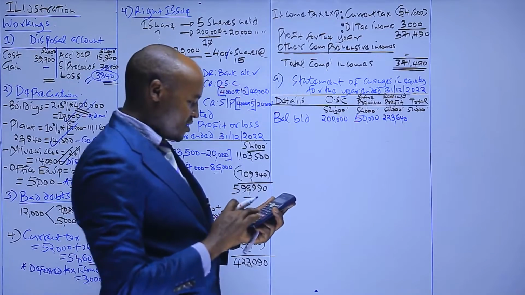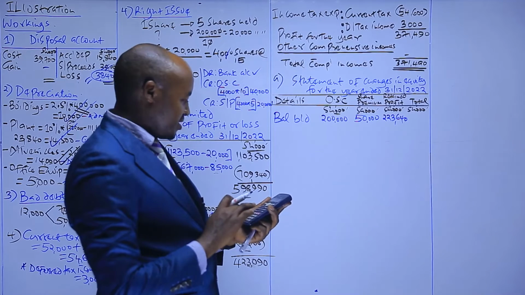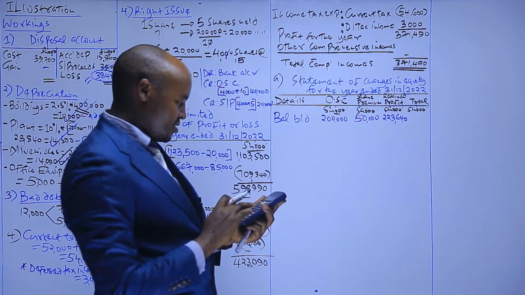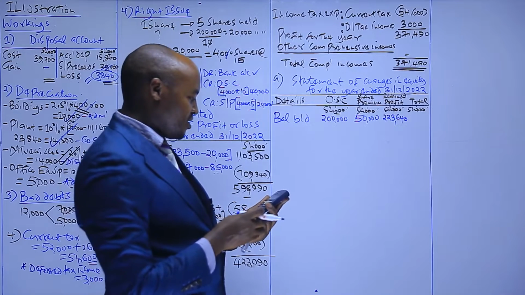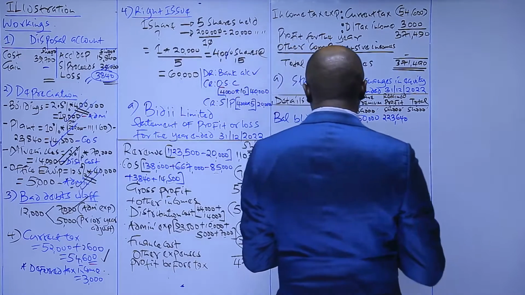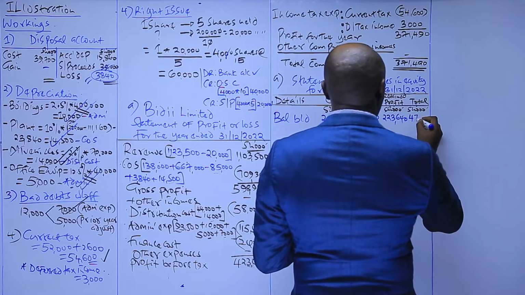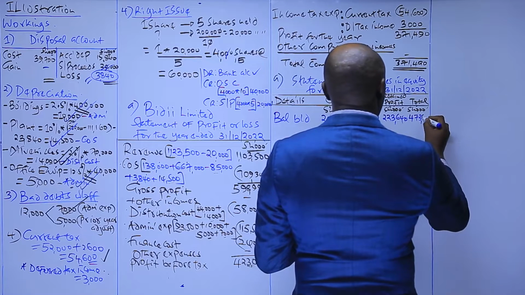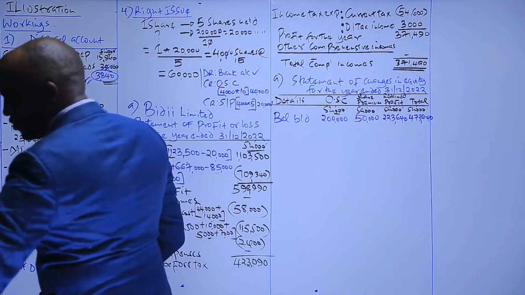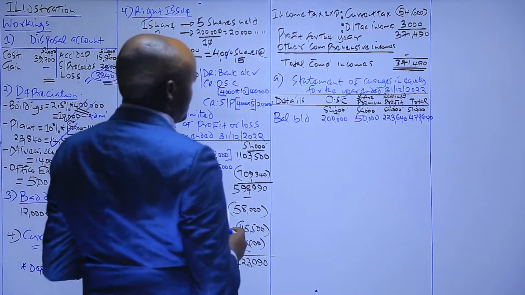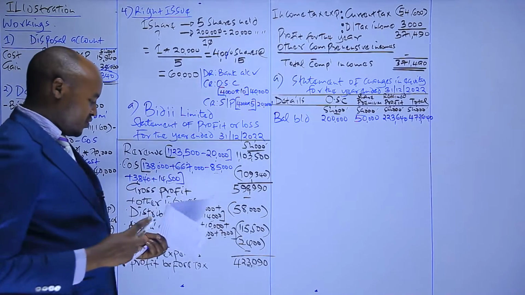Then basically we get the totals. So we have 200,000 plus 50,000 plus 223,640, and that will give us a total of 473,640. And then what we need to do is basically to take into account the transactions which occurred during the current year and which affected those items.